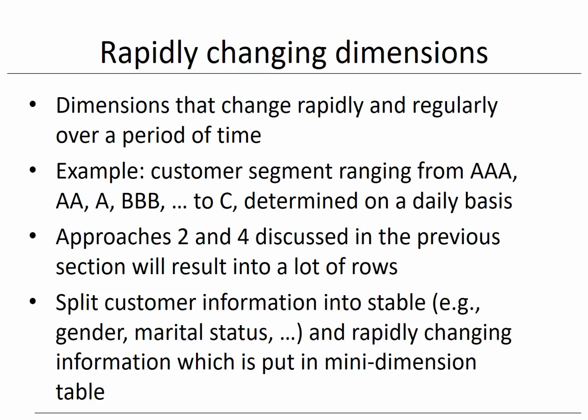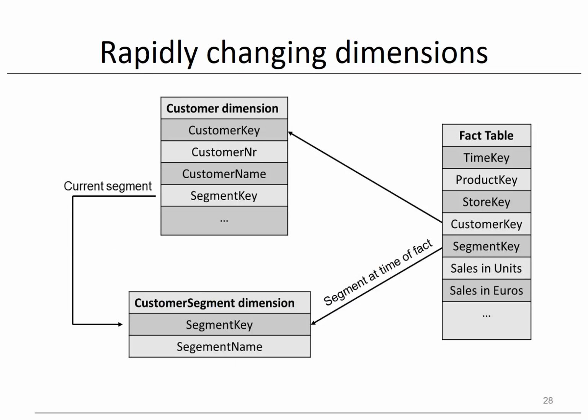A better alternative might be to first split all customer information into stable, for example gender, marital status, and rapidly changing information, for example segment. The latter can then be put into a separate so-called mini-dimension table, for example customer segment, with a new surrogate key, for example segment key. To successfully make the connection between the customer and customer segment dimensions, we can pursue two options. The first is by using the fact table as a connector.